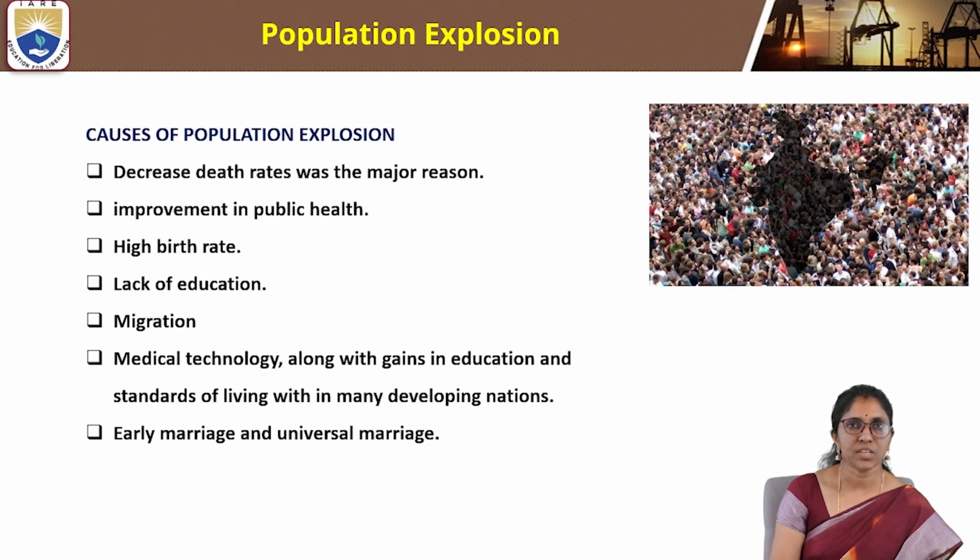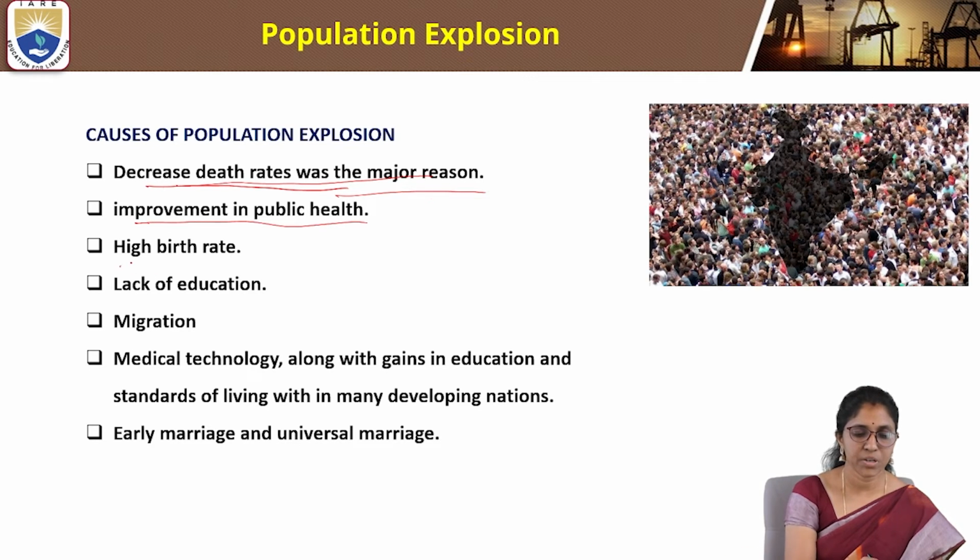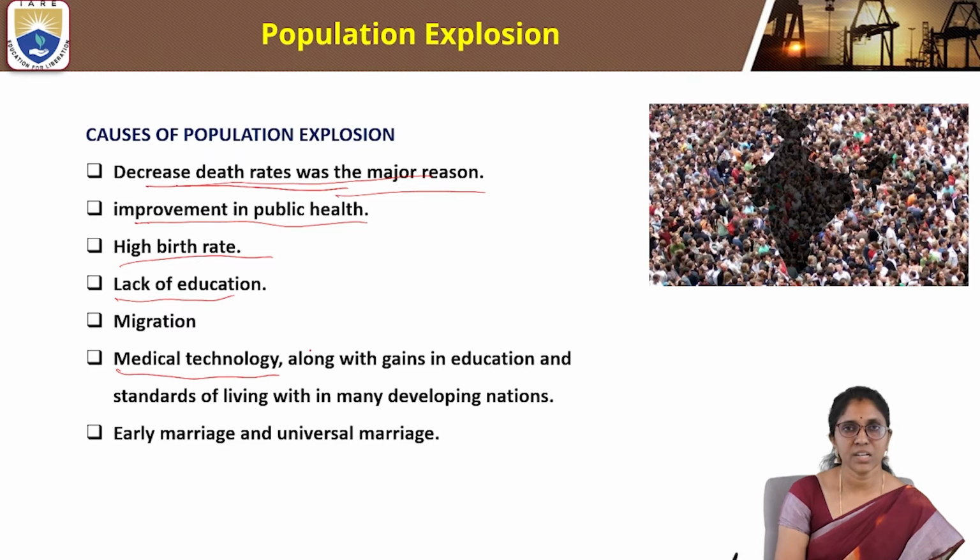So what are the causes of population explosion? The first cause is the decrease in death rates, which was the major reason, as we have the best medical facilities. And also improvement in public health, high birth rate, lack of education, and migration from one place to another, medical technology, along with the gains in education and the standards of living within many developing nations, and also early marriage and universal marriage. So these are the causes of population explosion.